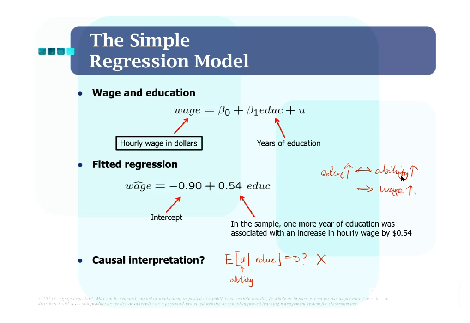So we cannot actually identify the correct number of beta 1 just by this simple regression, because this assumption typically does not hold. This is the condition that we have discussed. Expectation of u conditional on x equal to 0 is very crucial for us to correctly apply the simple linear regression model.